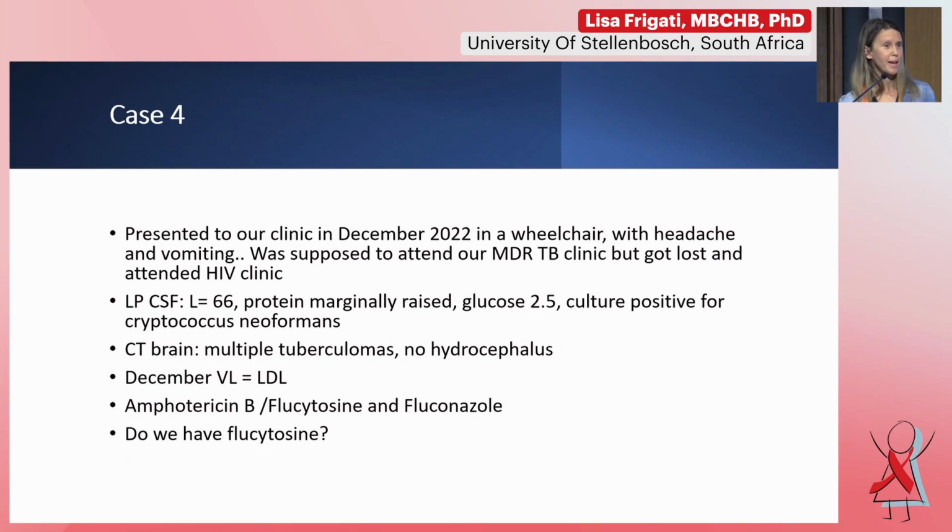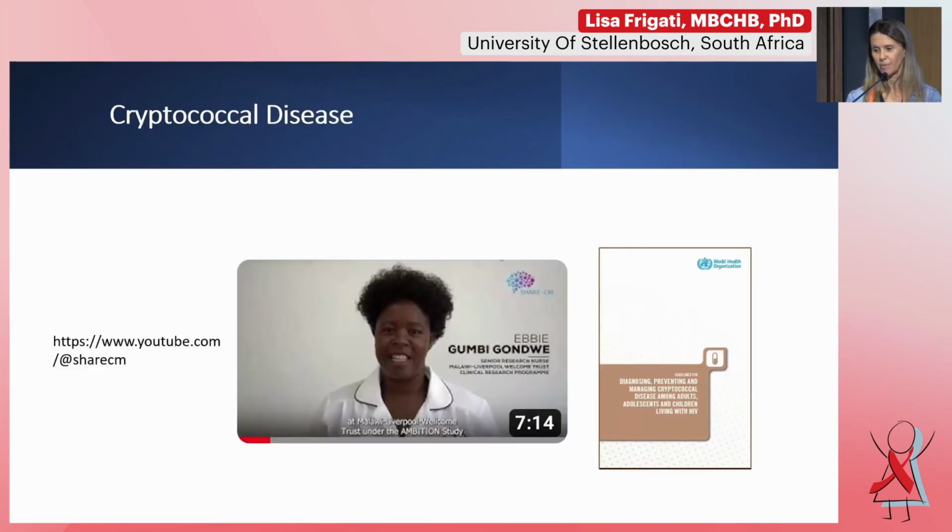And he actually came to our HIV clinic because he got lost. He was supposed to be going to the MDR TB clinic. But he arrived in a wheelchair, very ill, with headache and vomiting, and his LP after a CT brain was done actually showed that he had cryptococcus as well. So just because you have one advanced disease doesn't mean you can't have another. We treated him with amphotericin B, flucytosine when we could find it, as well as fluconazole.